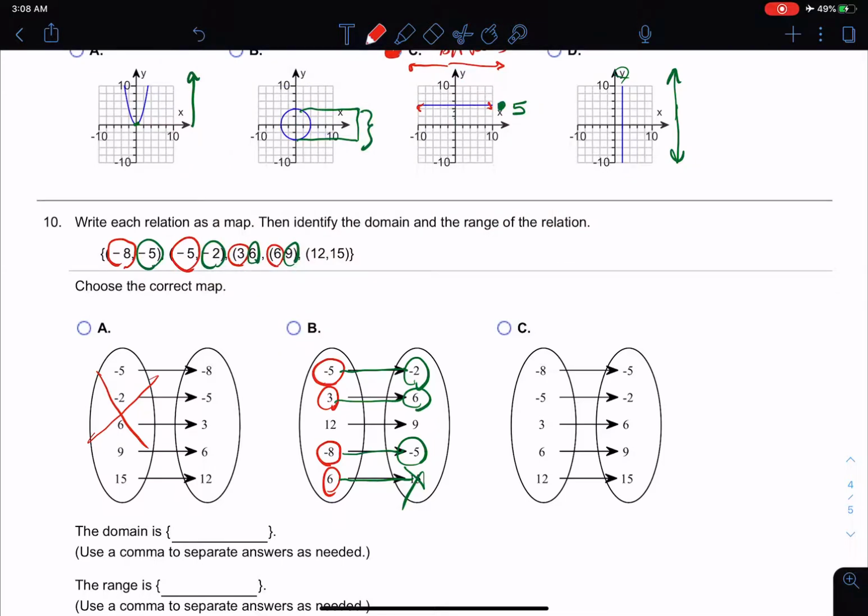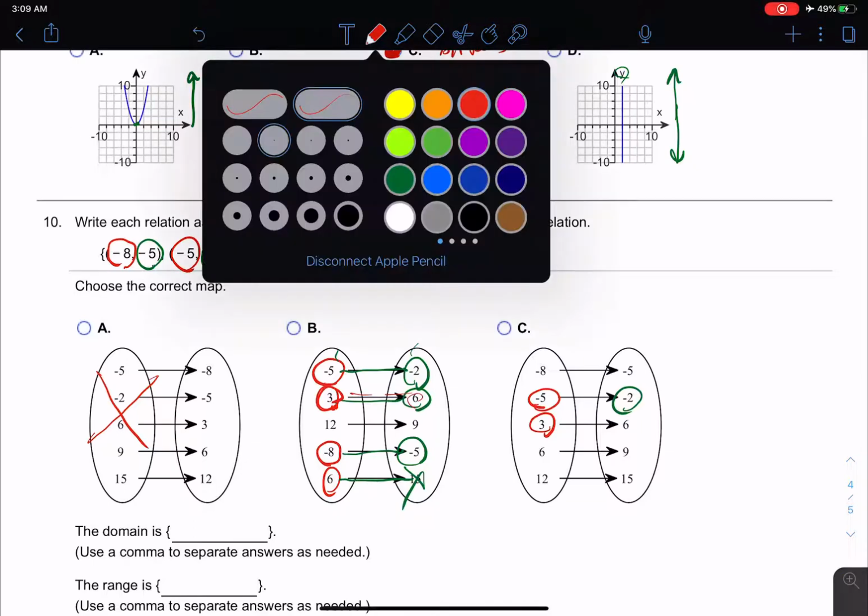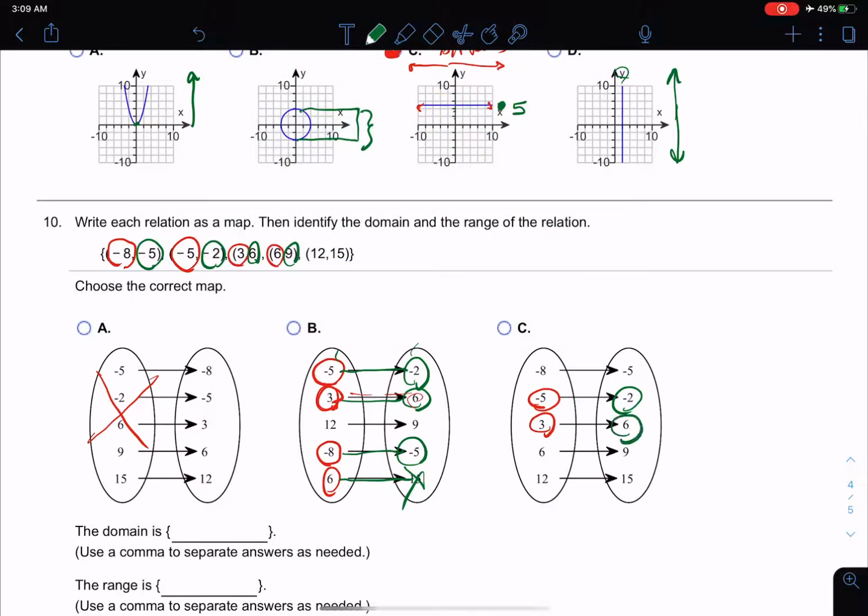Let's see, I'm just going to copy B. Let's see, -5 went to -2. Gosh, almost got screwed up there. So -5 goes to -2. Looks good. +3 goes to 6. Good. Okay, -8 goes to -5. That looks good. You can see it right there.